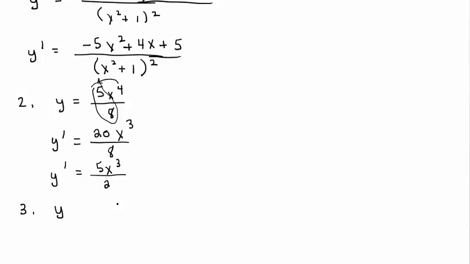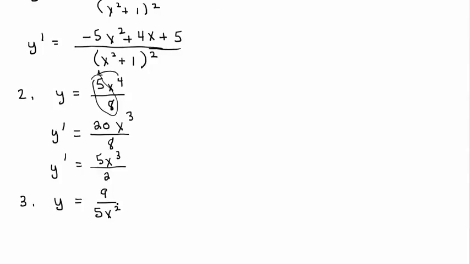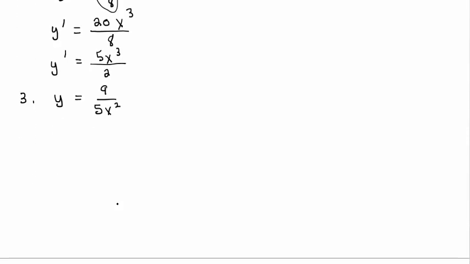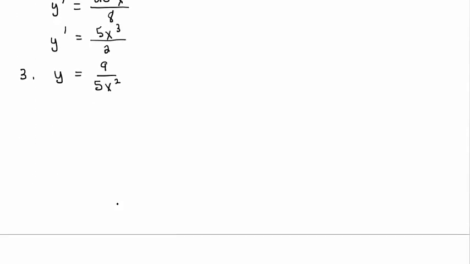All right, is the quotient rule necessary on example 3? Nope. You could rewrite it using algebra. Notice I'm not going to the prime. Make sure you don't put prime on here. This is 9/5 x to the negative 2. Let's apply the power rule. Negative 2 times 9, negative 18.